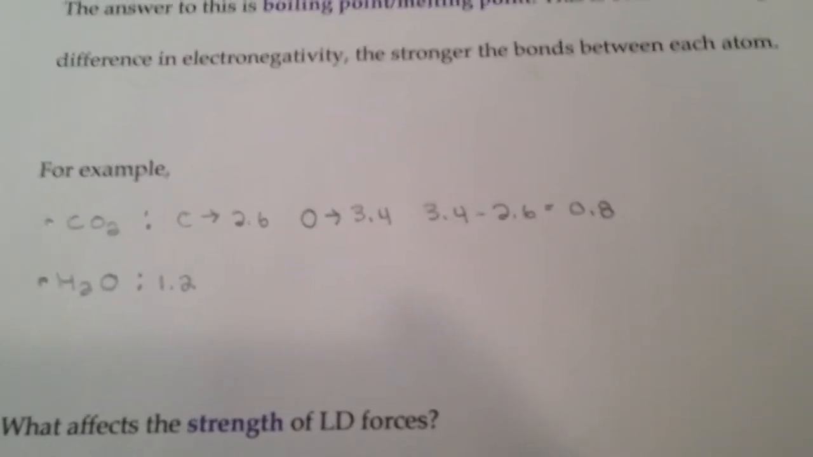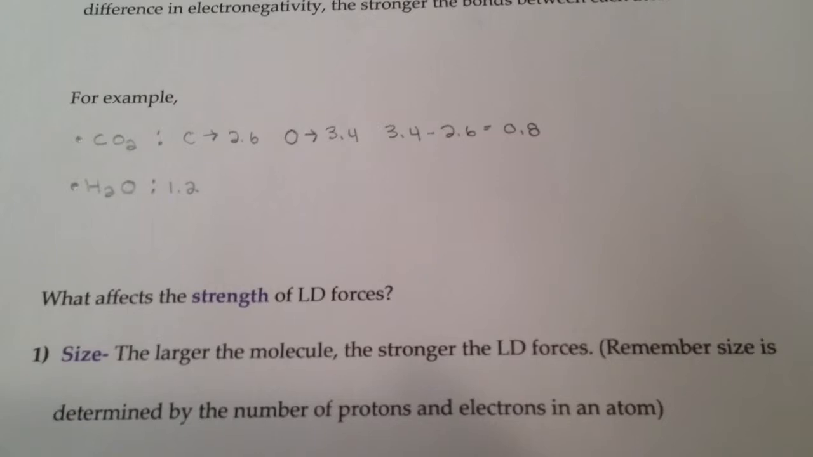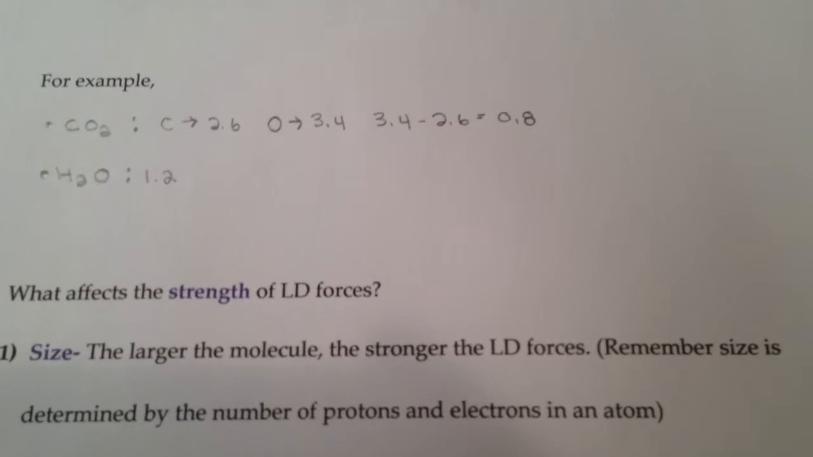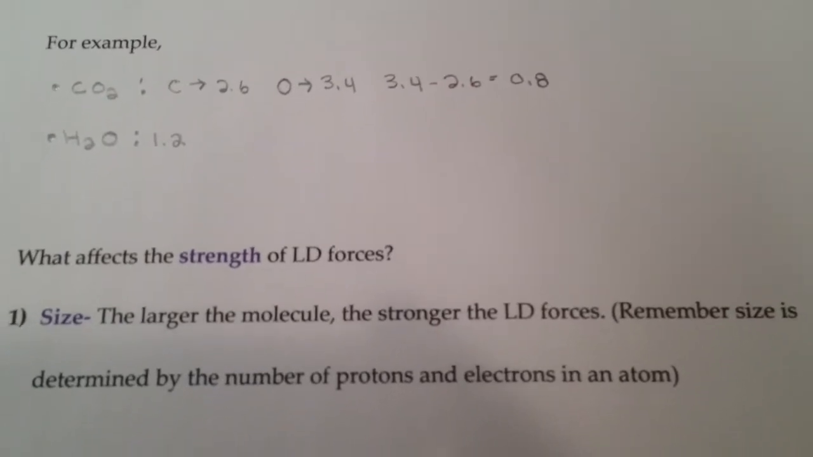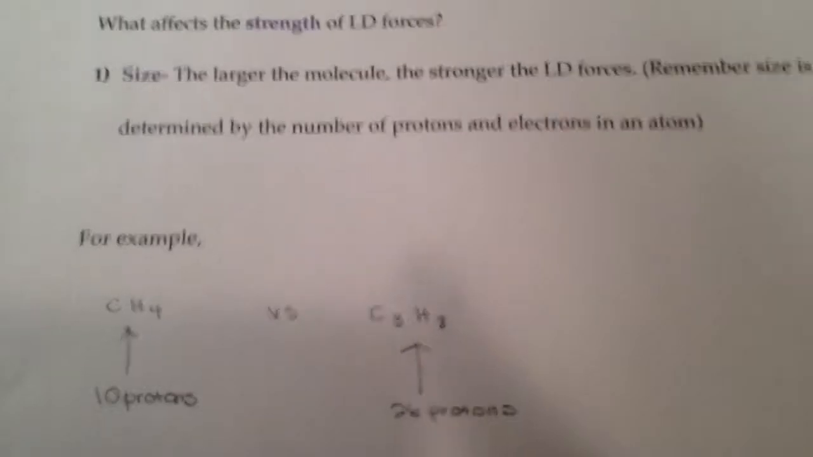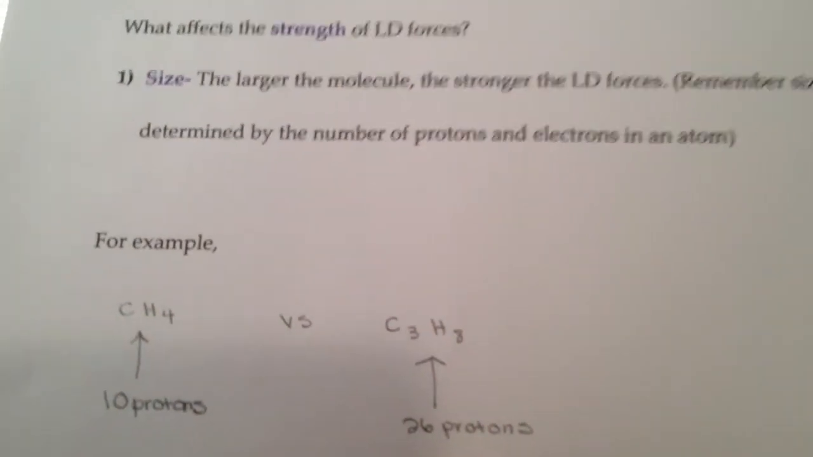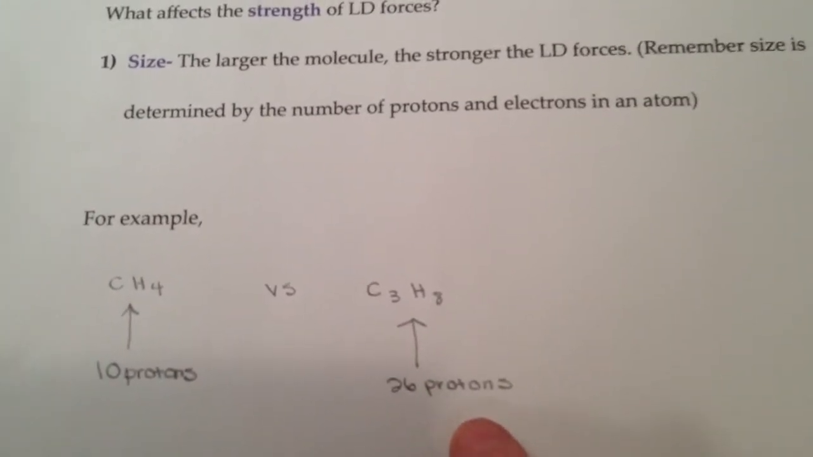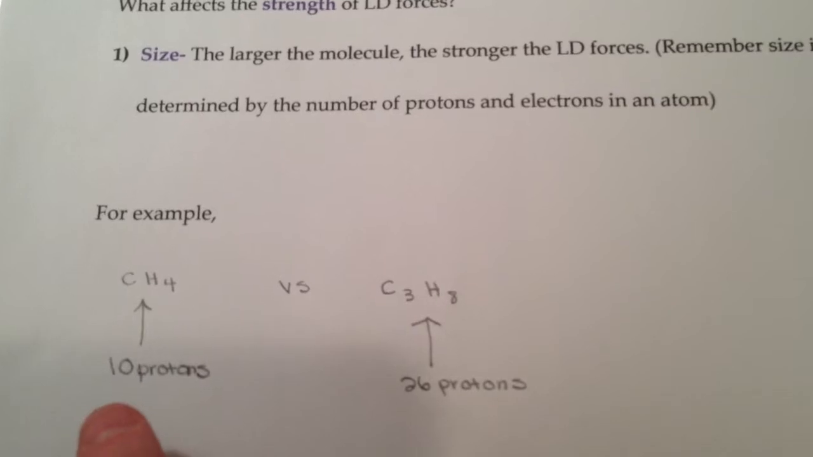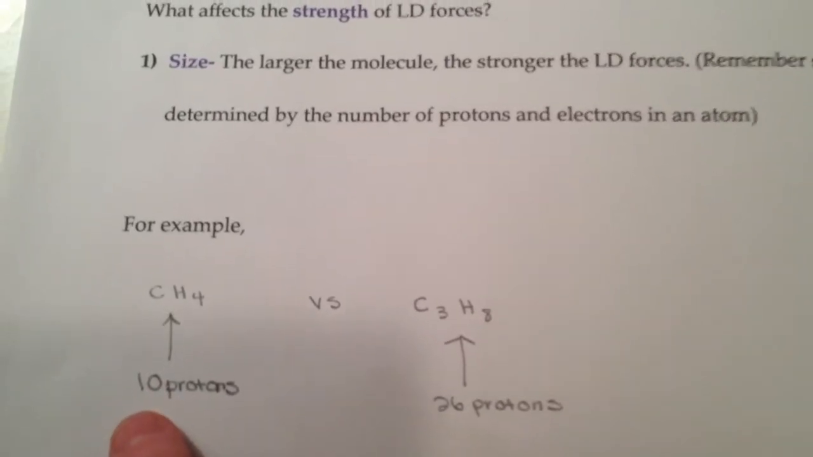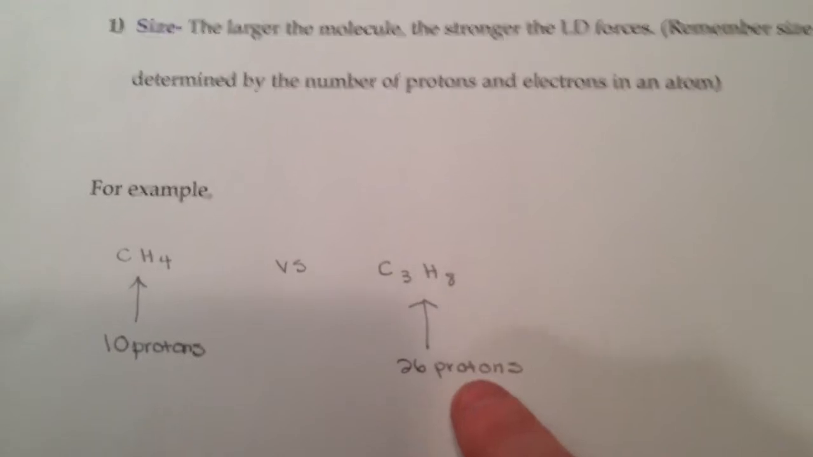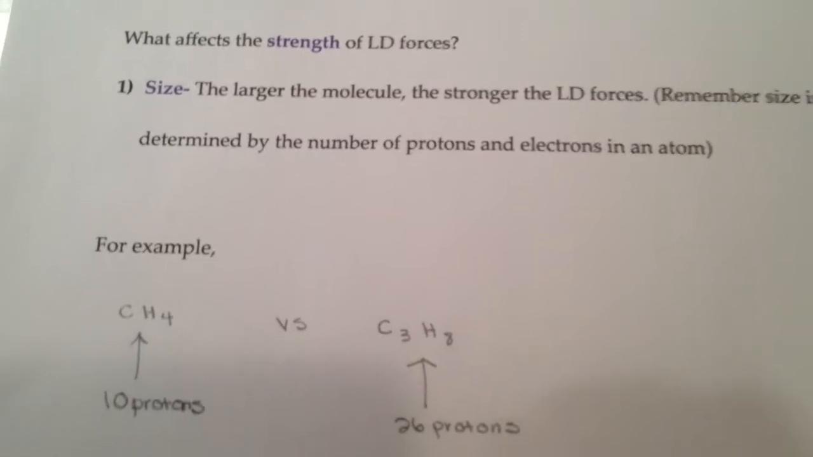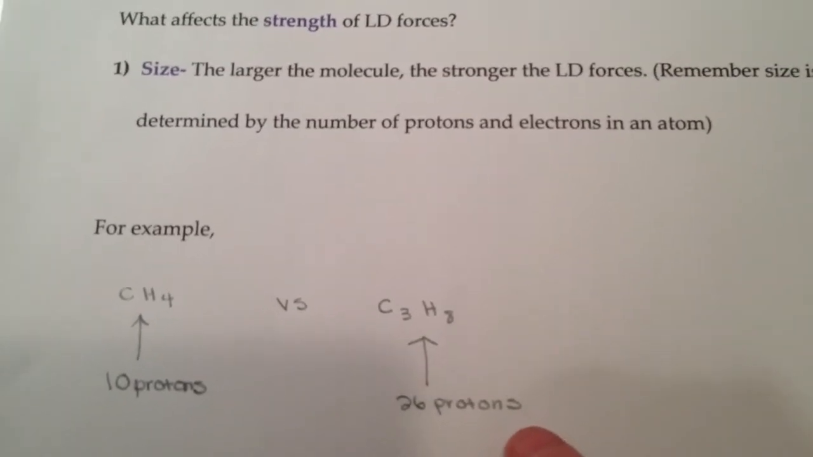What affects the strength of London dispersion forces? First, size. The larger the molecule, the stronger the London dispersion forces. Remember, size is determined by the number of protons and electrons in an atom. For example, CH4 versus C3H8. CH4 has 10 protons, and C3H8 has 26 protons. So CH4 has 10 electrons, and C3H8 has 26 electrons. Therefore, C3H8 is bigger, so it has stronger London dispersion forces, and therefore a higher boiling point.